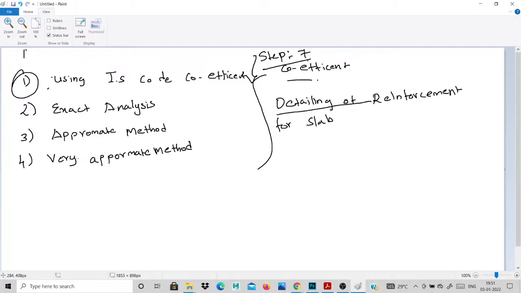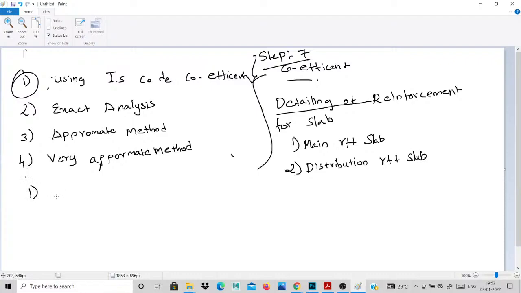There are two types of reinforcement. One is the main reinforcement for your slab, and the second one is the distribution reinforcement for your slab.